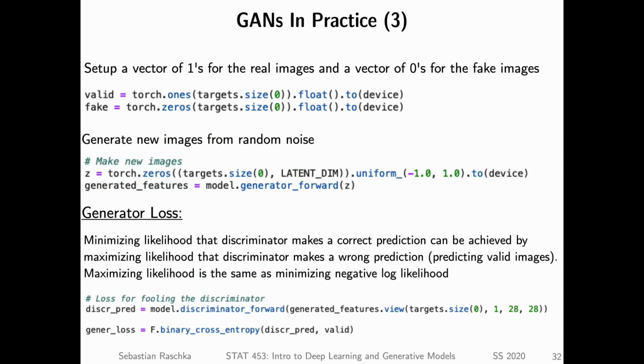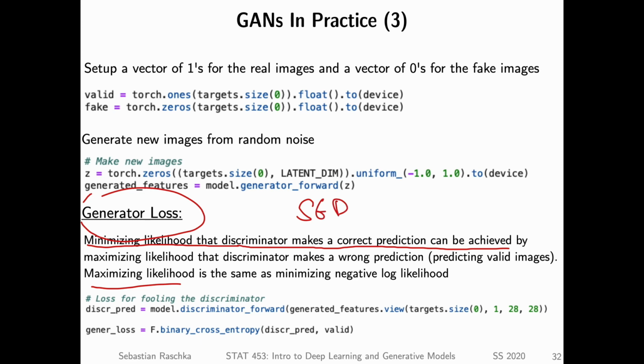Next, let's talk about the generator loss. The generator loss only consists of one part, where we want to minimize the likelihood that the discriminator makes a correct prediction. We can achieve that by maximizing the likelihood that the discriminator makes a wrong prediction. That was the flipping of the labels that we discussed before. And maximizing the log likelihood would use gradient ascent, but like we talked about before, maximizing something is not really convenient in PyTorch because we use SGD.